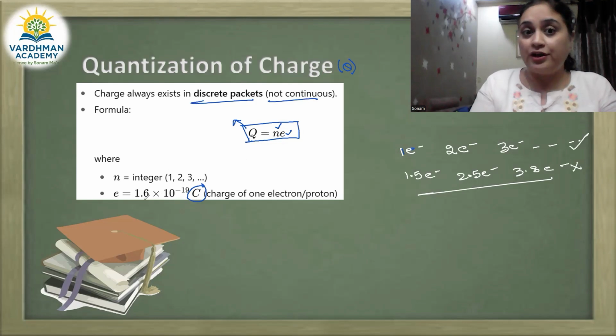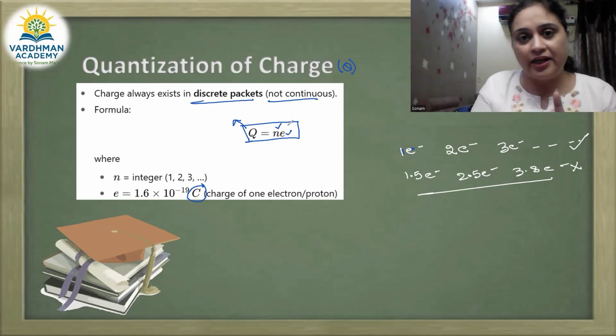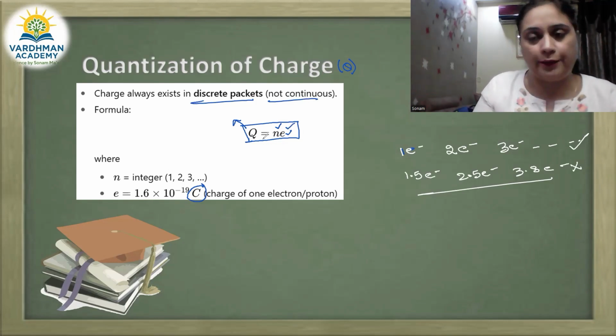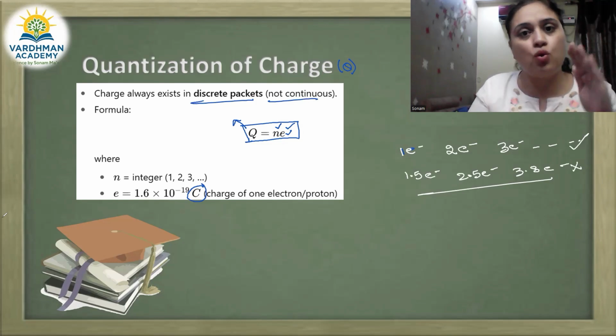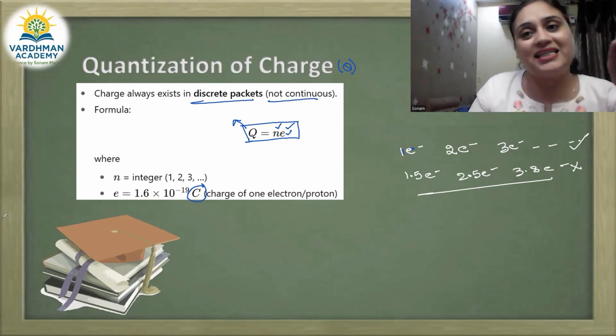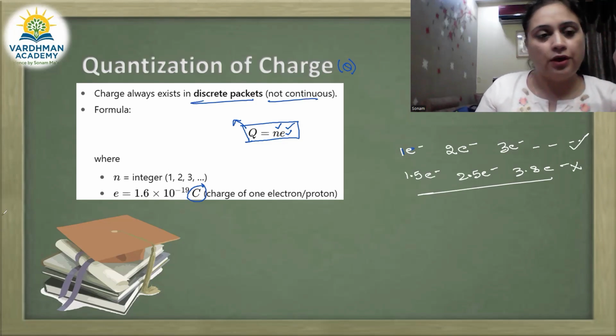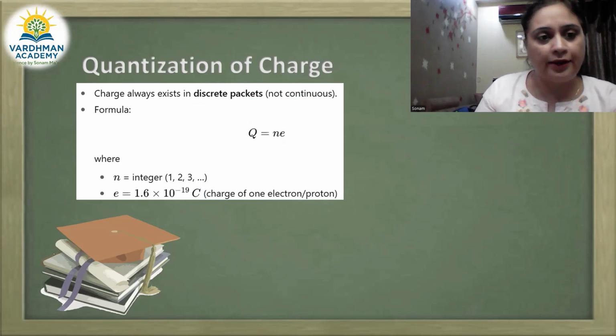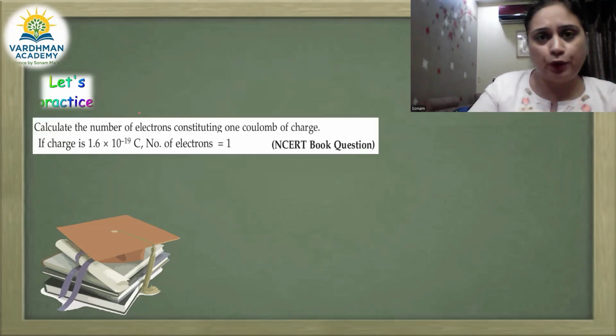So electric charge is equal to the number of electrons into the charge on one electron, that is represented by small e. Right, children? So that talks about the quantization of the charges. Charges are also countable. They exist as whole numbers. They never exist as a part or a fraction. Right? So let us move ahead. Let's solve one problem here.